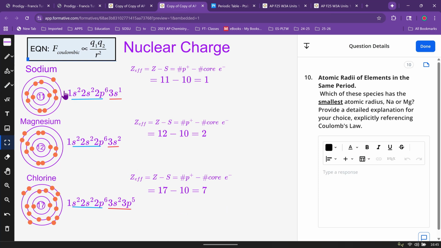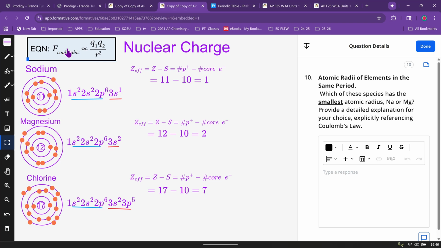So as we go from sodium, look at your periodic table, as we go from sodium to magnesium, the number of protons changes, but the number of core electrons remains the same. So we see that the effective nuclear charge increases from left to right. What does that mean for the force of attraction? It means moving left to right across a period, the force of attraction that the valence electrons feel for the nucleus is greater, right?